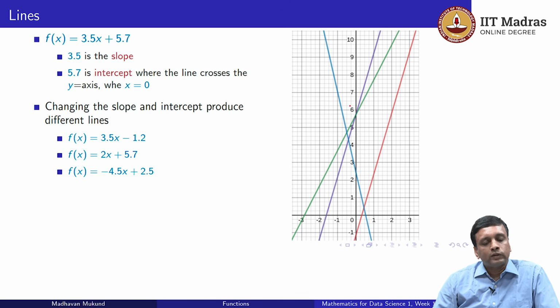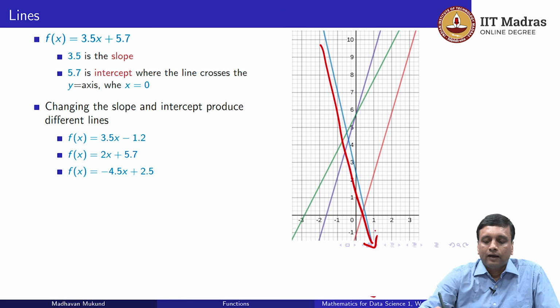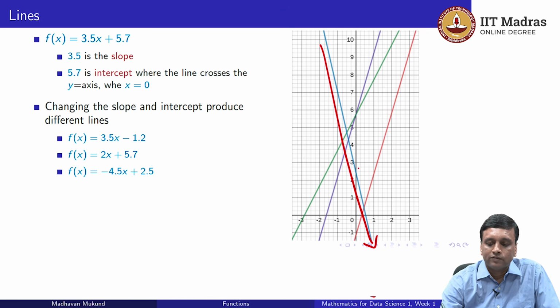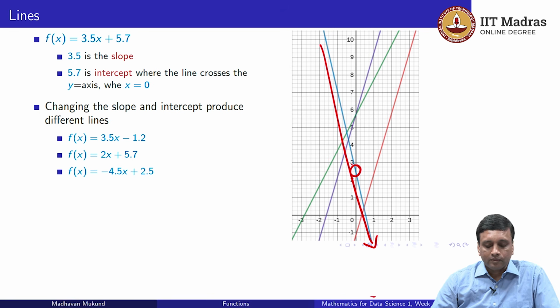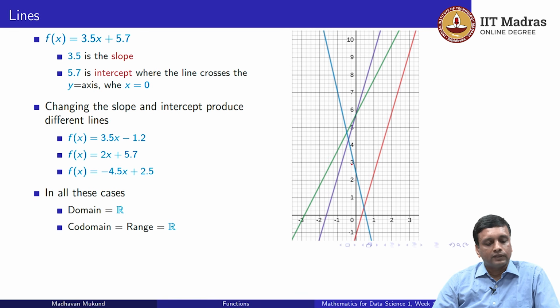And we can change both, and in fact we can put a negative slope. So if we have a negative slope, it comes down rather than going up, so we have this line coming here, and notice that it crosses at 2.5, so that is the intercept. So by changing the values of the slope and the intercept, we get many different lines and many different functions.